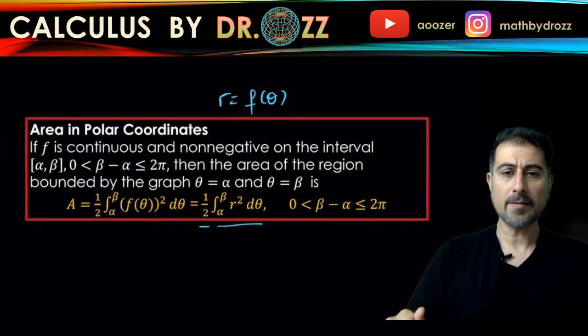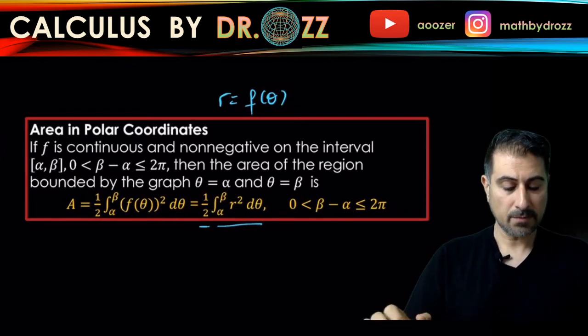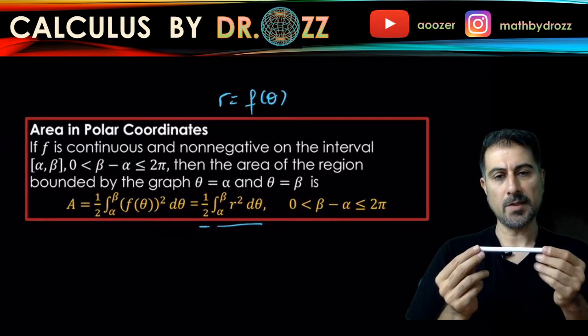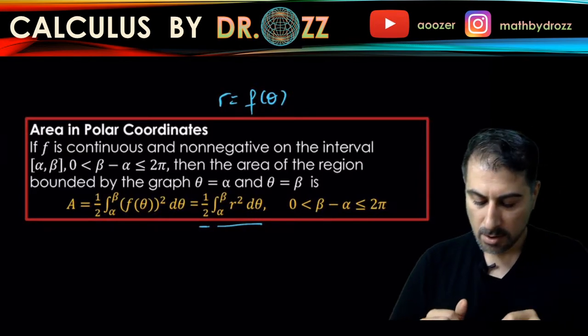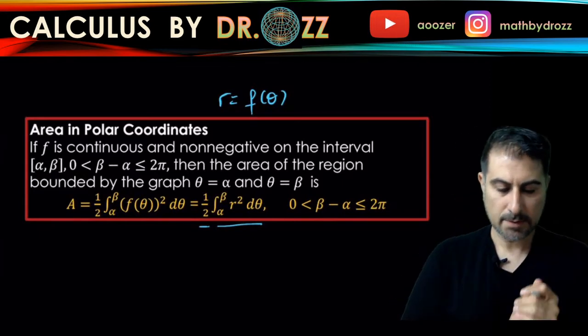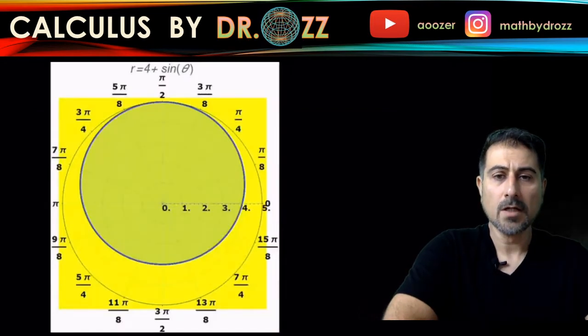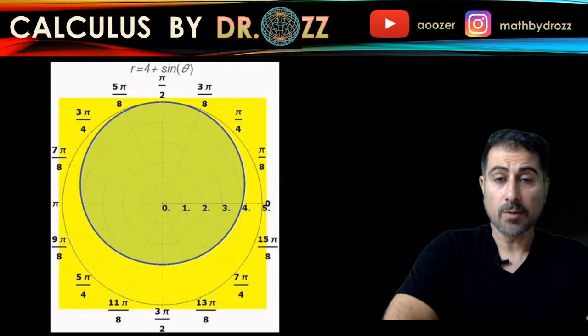Essentially, you're looking at 1/2 r squared d theta, where the lower limit is alpha and the upper limit is beta for the integral. So your area is stuck in between the rays theta equals alpha, theta equals beta, and your curve. If you start graphing 4 plus sine theta, you should see something like this. It's a shifted circle, and you want to know what thetas cover the shaded region, or what rays sweep through this area.